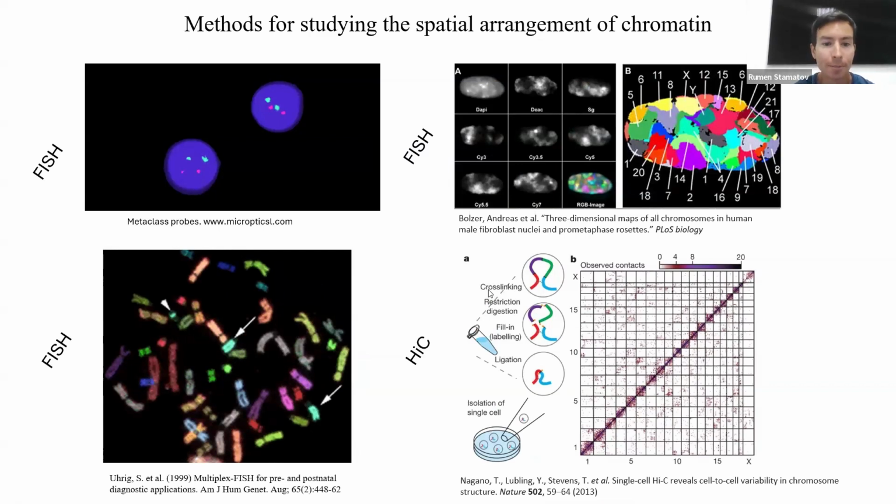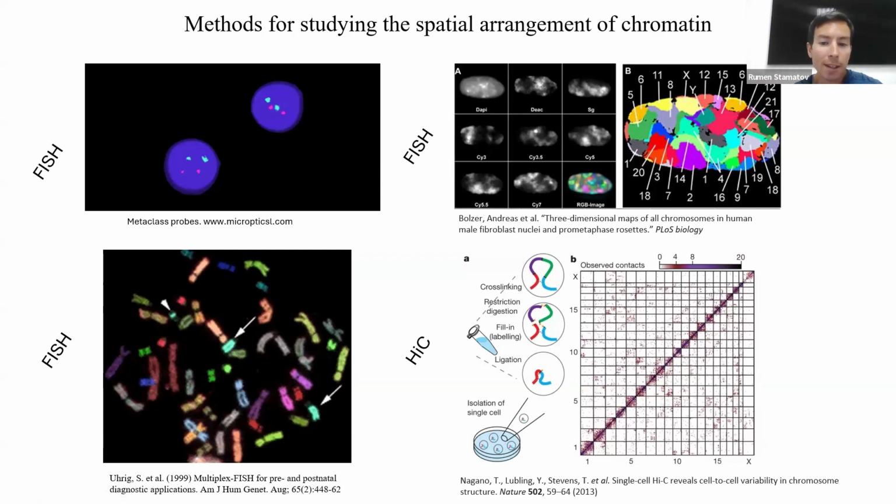We also have the whole chromosome FISH on the bottom left, which can give us information about the karyotype, the copy number of different chromosomes, and any translocations that the cell has. Also, there's three-dimensional FISH on the upper right corner, where we can preserve the shape of the nucleus in 3D, again fixing the cell, and see exactly where each chromosome territory is in 3D space.